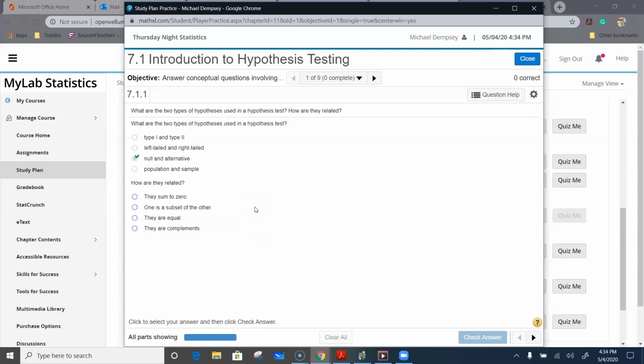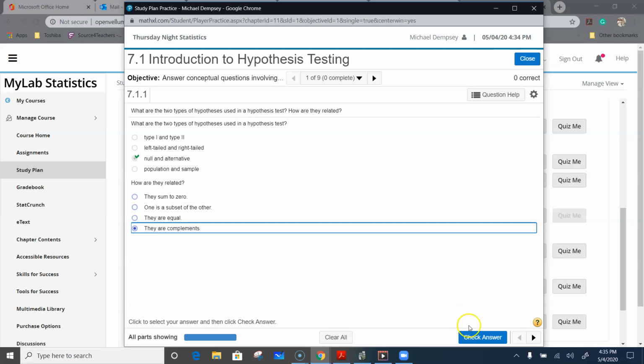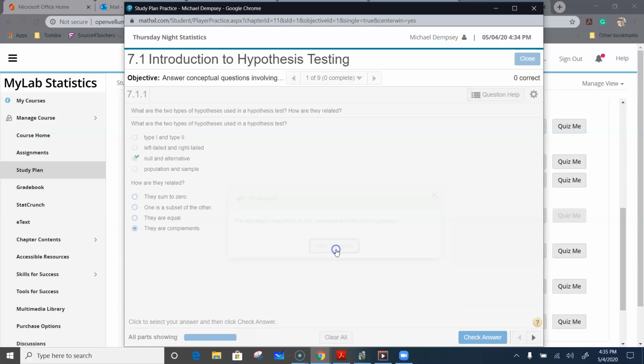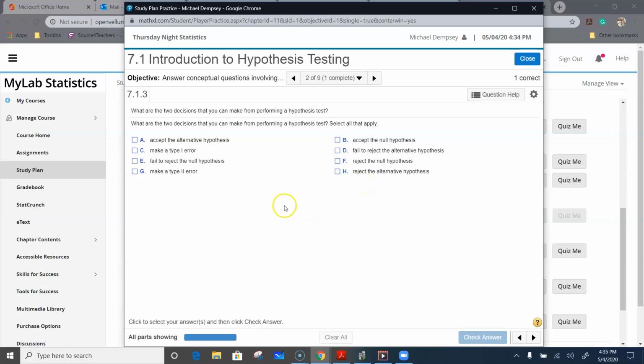Like one is going to say the mean is less than 5, and the other one's going to say greater than or equal to 5. So they have to be completely complementary. There can't be any overlap where something wouldn't be included in one of those two.